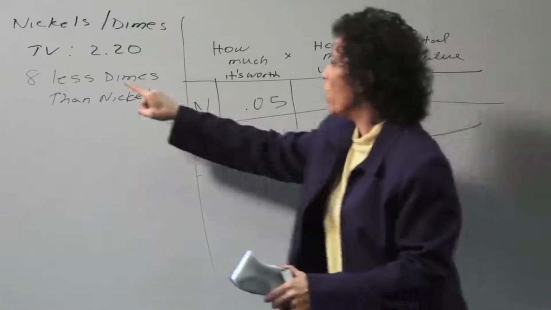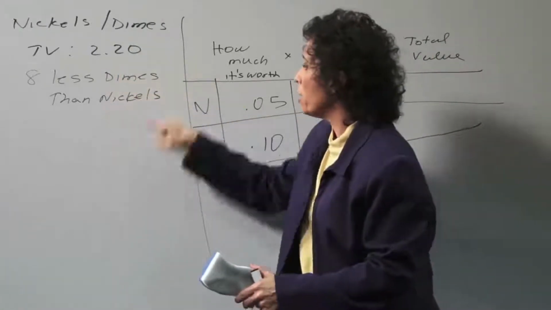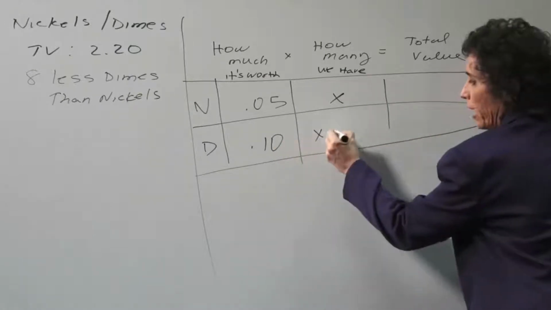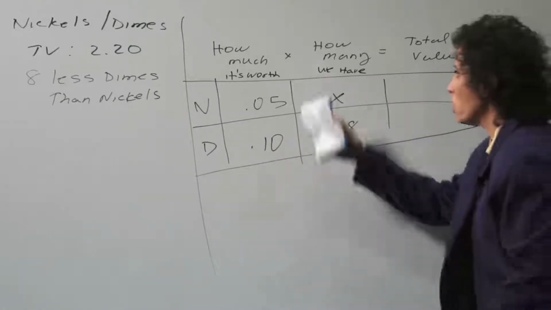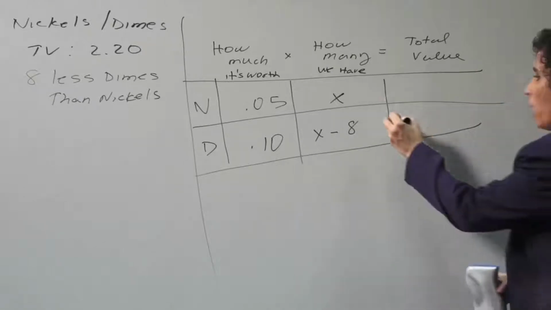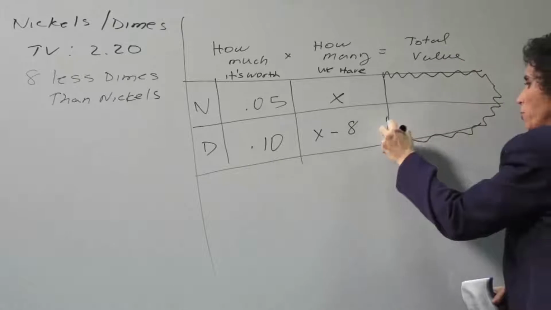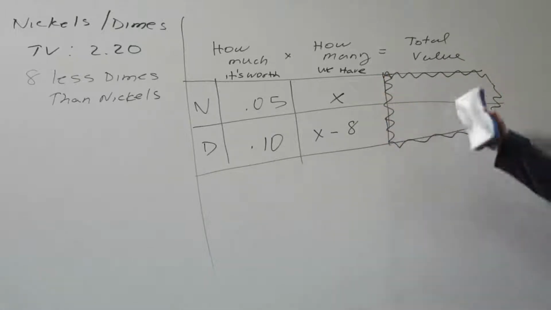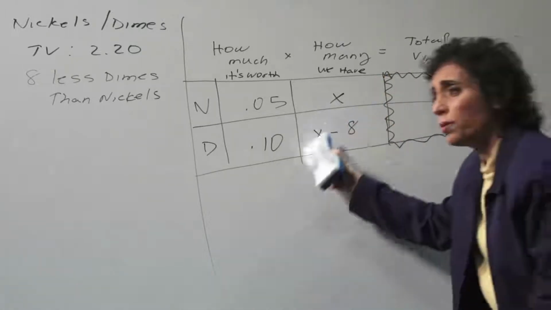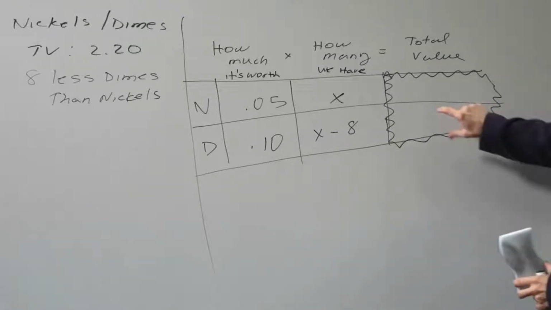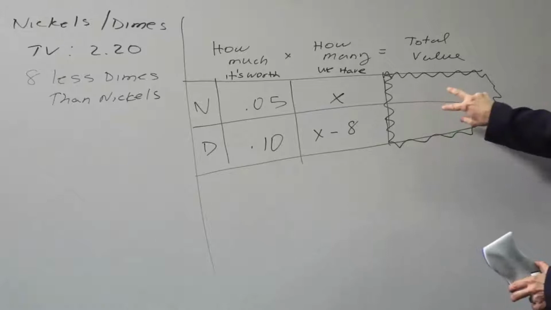So we now have 8 less dimes than nickels. Okay, so we have 8 less dimes, so that's X minus 8. 8 less than those nickels. Now, we have this column. It's the only one left. We're going to squiggle or highlight. That squiggle or highlight says use the formula here, and that's what we're going to write the equation about.